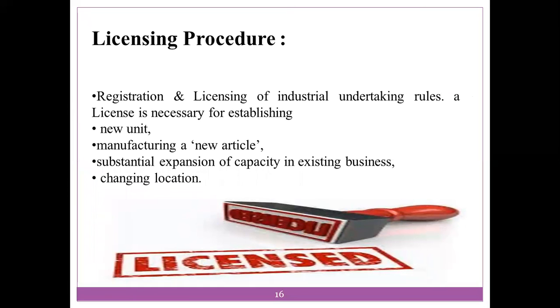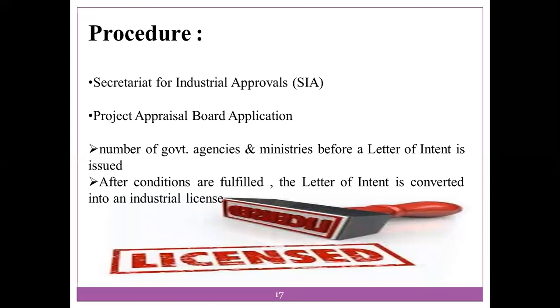While the licensing procedure involves registration and licensing of industrial undertakings, their rules are necessary. Licensing is necessary for establishing any new manufacturing. If we want to produce or manufacture a new product, we need a license. If we want to expand our business, we need a license. If we want to change the location, we need a license. So the licensing procedure is very important. Here the person needs to approach for industrial approvals, the project appraisal board application, a number of government agencies and ministries, and after conditions are fulfilled by the organization, the letter of intent is converted into the industrial license.